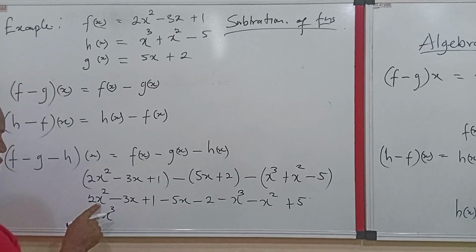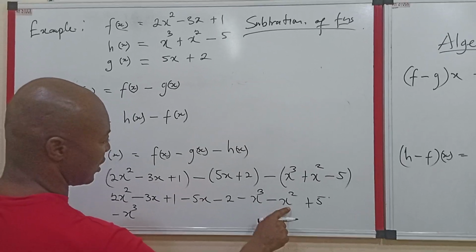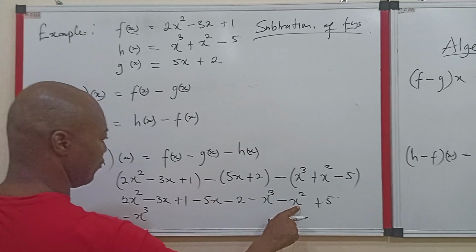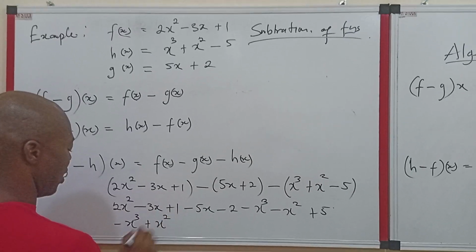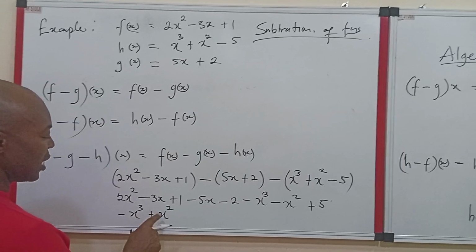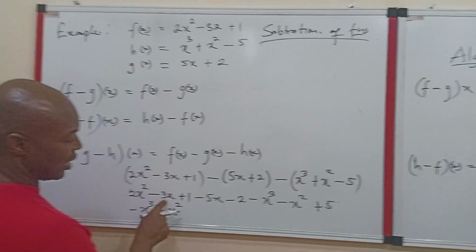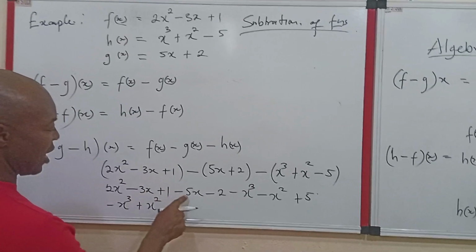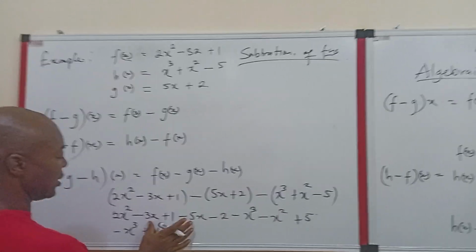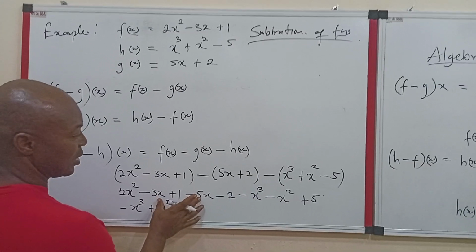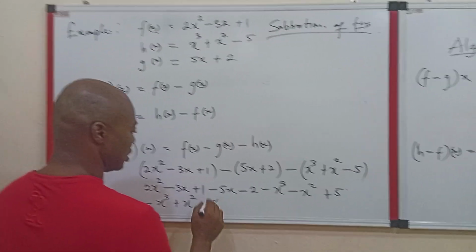Followed by that of x raised to the power 2. Here we have 2x raised to the power 2, and here we have negative 1x raised to the power 2. So if you combine these two, you are going to have plus x raised to the power 2. Now the next one is the x terms. Here we have minus 3x, here we have minus x, minus 5. So if you combine these two, we have minus 8x already.